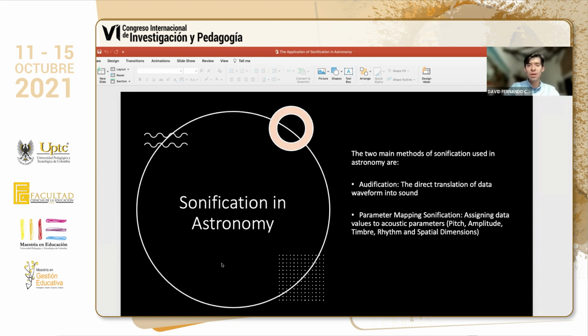Well, I have a question. I see here audification and parameter mapping sonification. We have two concepts here. What's the difference between the two, audification and sonification? Okay, so let's move on to parameter mapping sonification now.